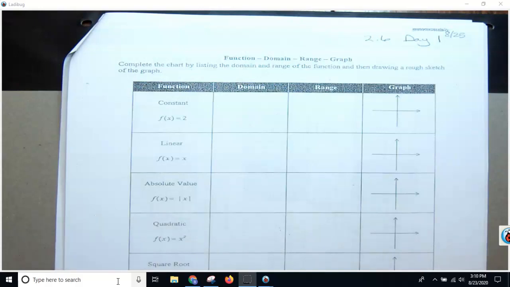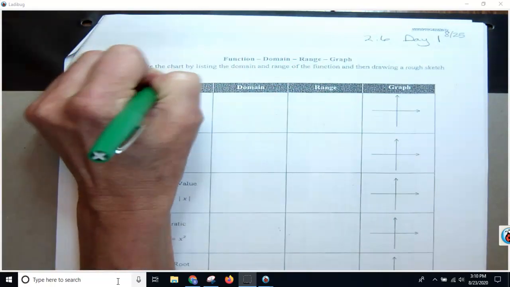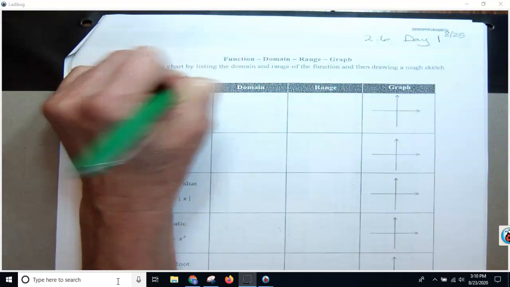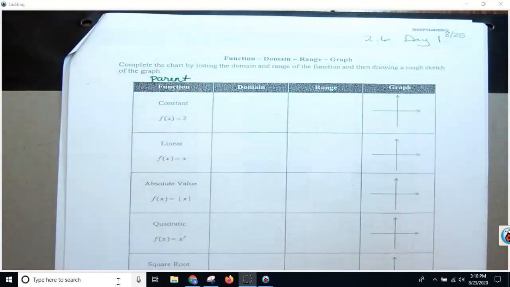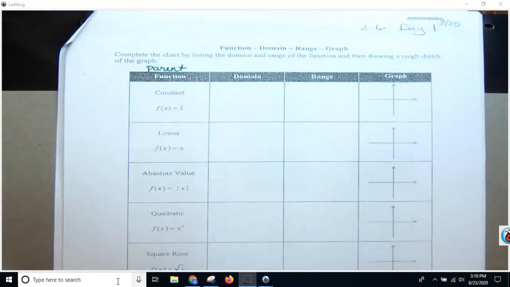All right, so we are going to talk about the function domain and range chart. And this is basically all of the parent functions. And so these right over here are your parent functions. The important thing about the parent functions is that it's kind of your basic function. So it's important for you to have an idea of what all these look like.